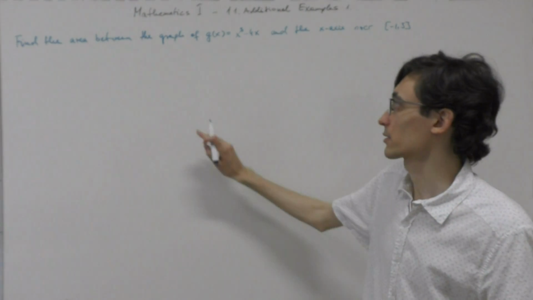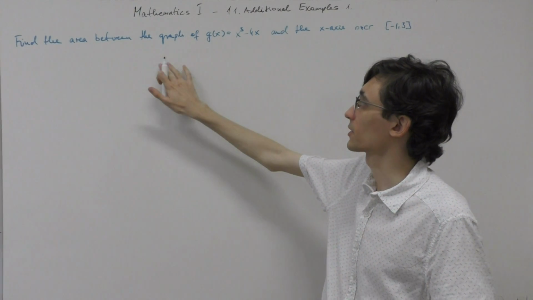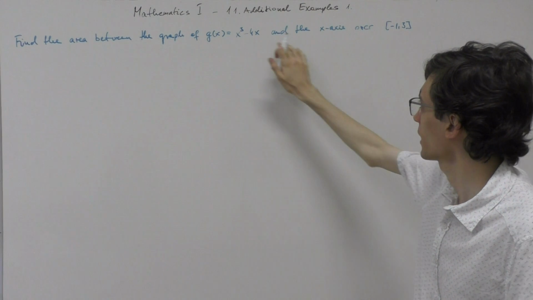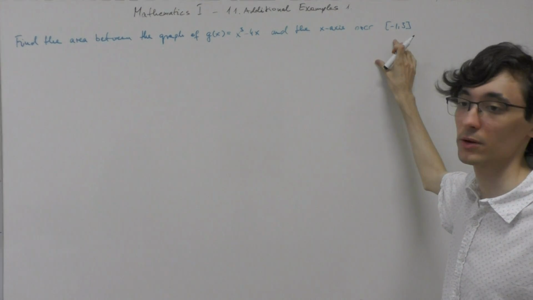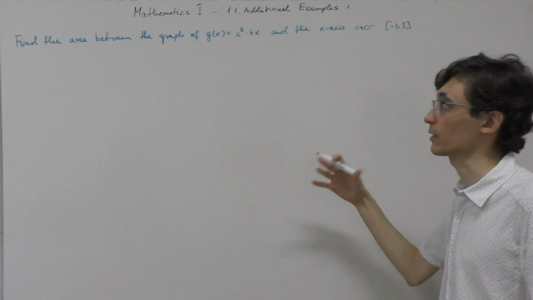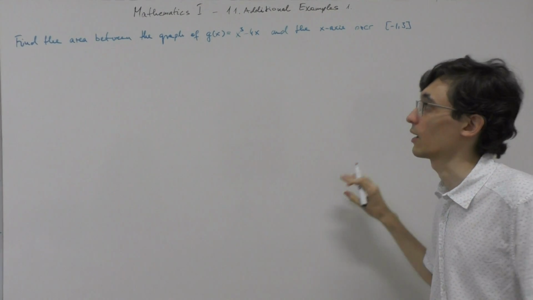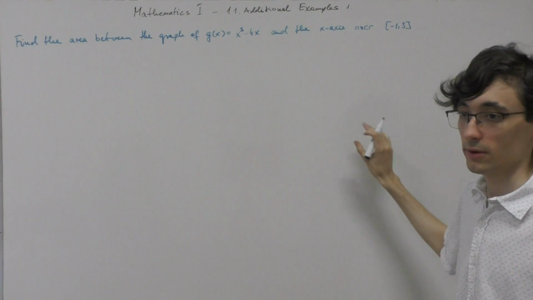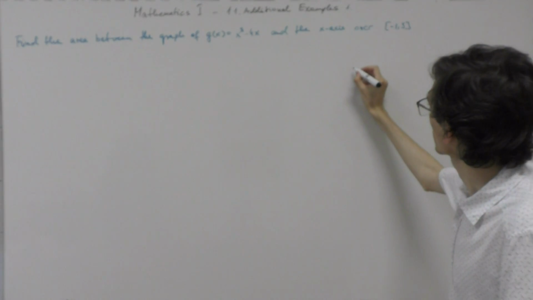So, in this next exercise, we must find the area between the graph of this function and the x-axis over this interval. Of course, the integral would give us a signed area. So, to find the correct value, we must do the following. Let's consider our interval from -1 to 3, and let's find the zeros of the function inside this interval.